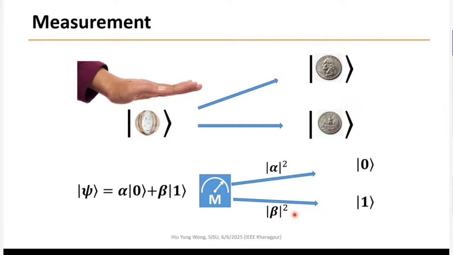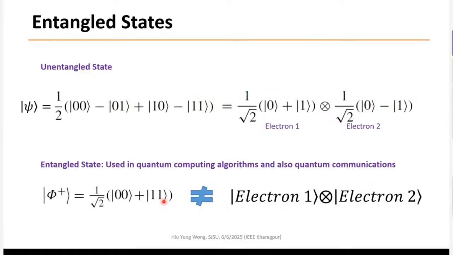So from here, you see that quantum computing has a lot of information contained in this alpha and beta, but we cannot get it easily. So that is another property of quantum computing.